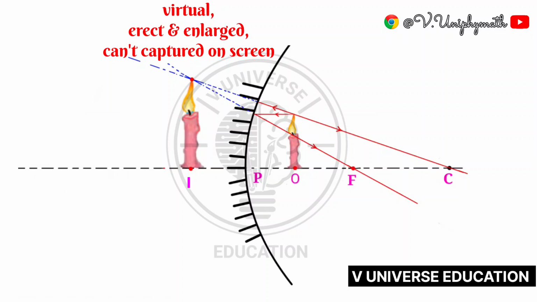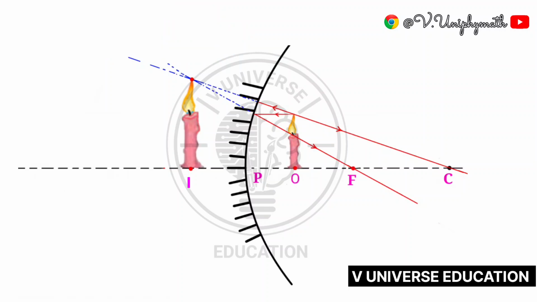The image is erect and enlarged. Does that match your observation? Remember, a virtual image is one that cannot be captured on a screen. But we can still see it because our brain traces the light rays backward.